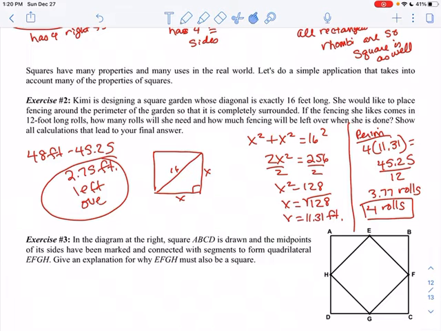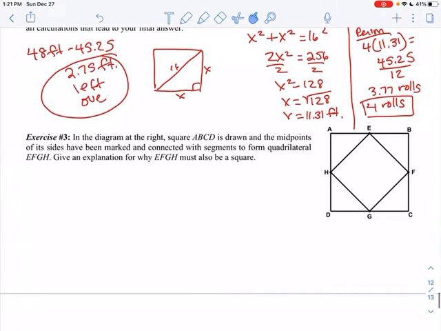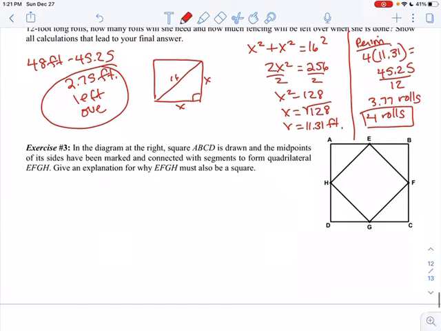All right. In the diagram at the right, square ABCD is drawn and the midpoints of its sides have been marked and connected with segments to form quadrilateral EFGH. Give an explanation for why EFGH must also be a square. All right, all the sides of a square are congruent. Whoops, let's write that down. All sides of a square are congruent.